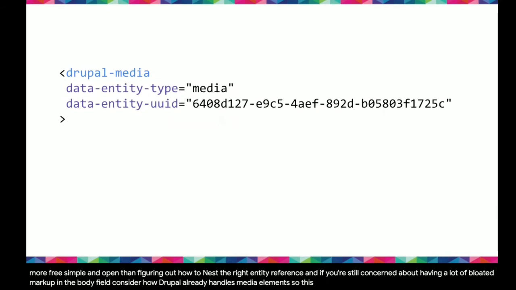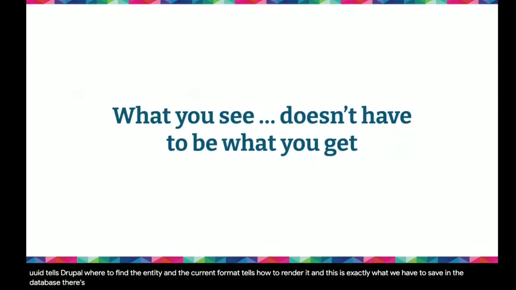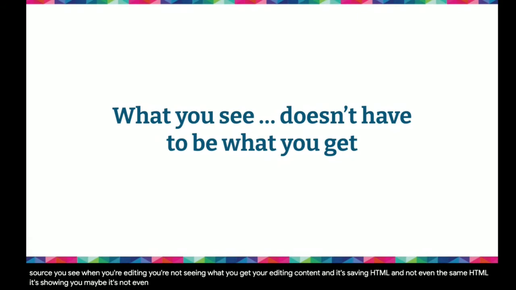So this is not valid HTML, but Drupal recognizes it. The entity UUID tells Drupal where to find the entity, and the current format tells how to render it. And this is exactly what we have to save in the database. There's no view source button in CKEditor 5 because there's no source, or rather the source it saves is not the same as the source you see when you're editing. You're not seeing what you get, you're editing content, and it's saving HTML, and not even the same HTML it's showing you. Maybe it's not even saving HTML at all.